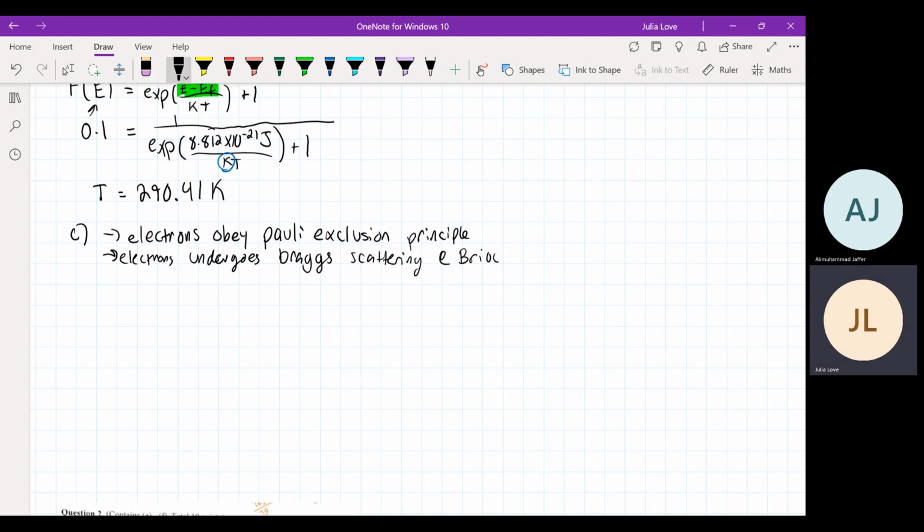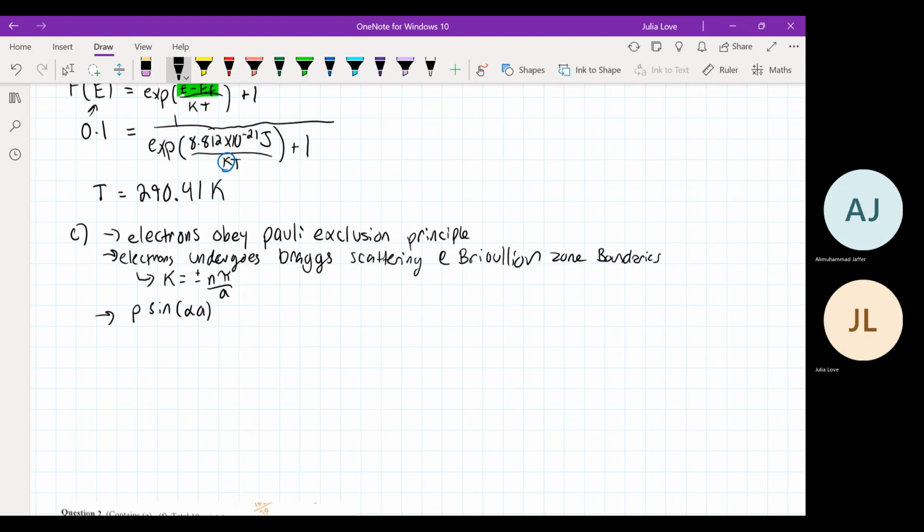Oops, I always spell this word wrong. In zone boundaries. And that's proportional to this. We also have this equation to describe them.